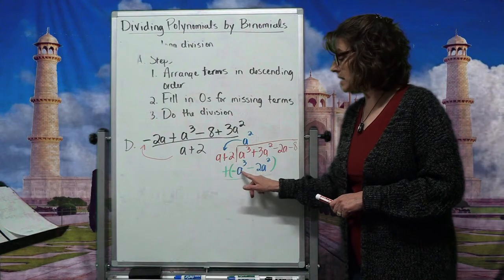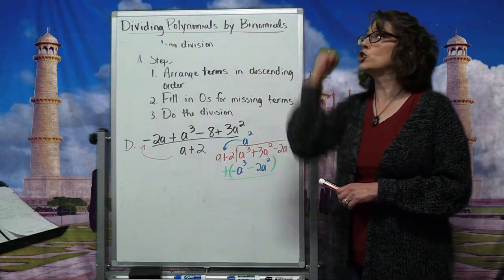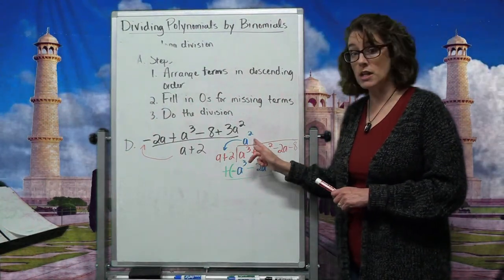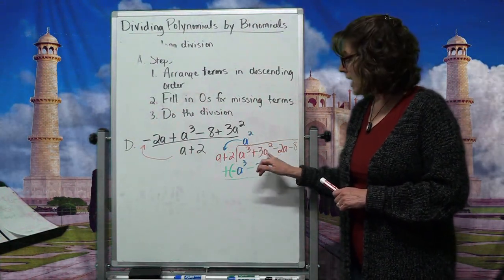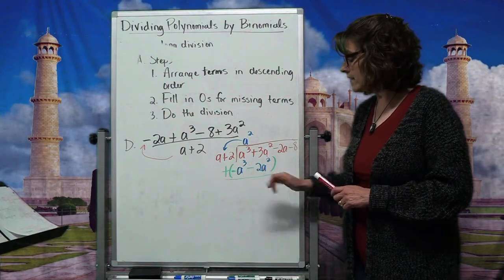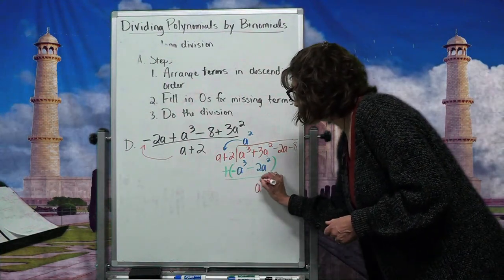A to the third plus a negative a to the third cancels out. Good, I wanted that to happen. That's why I chose an a squared. If it doesn't, you better go back and check what you have right here. 3a squared plus a negative 2a squared will be a 1a squared.